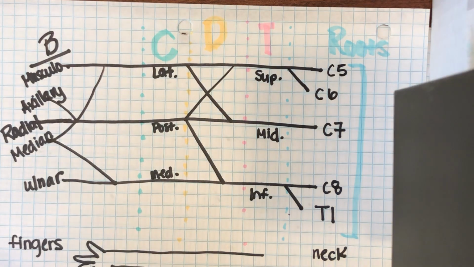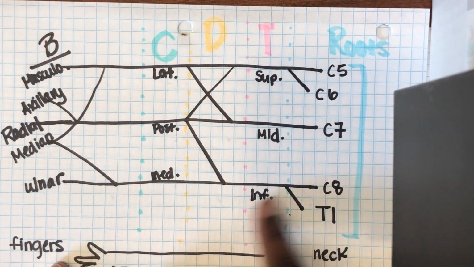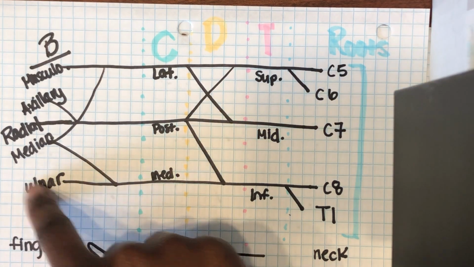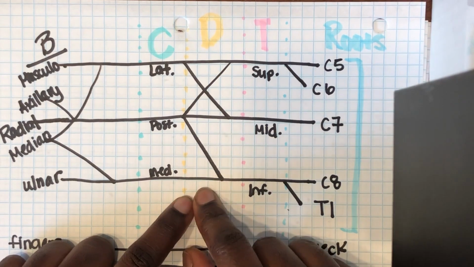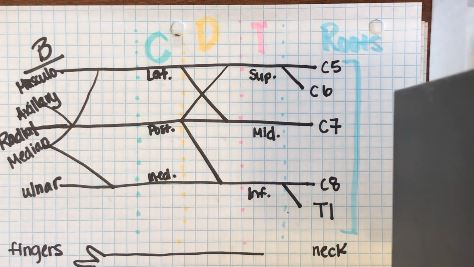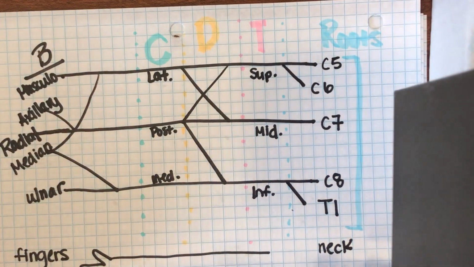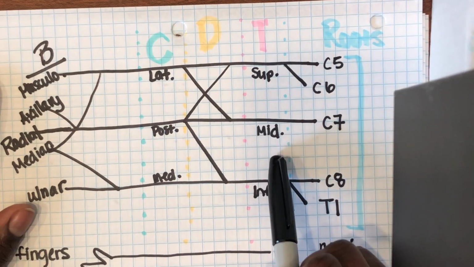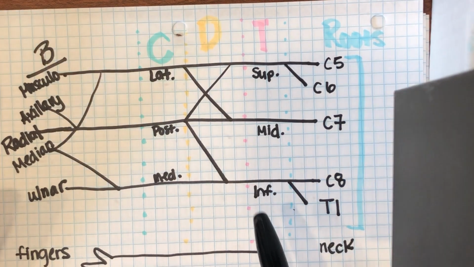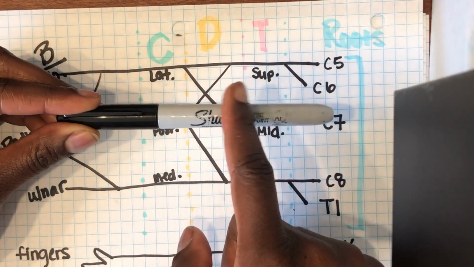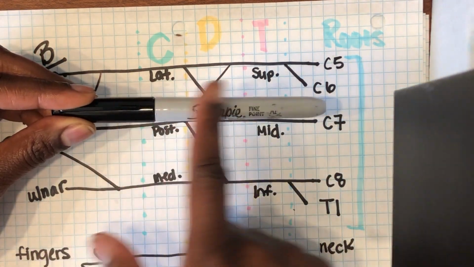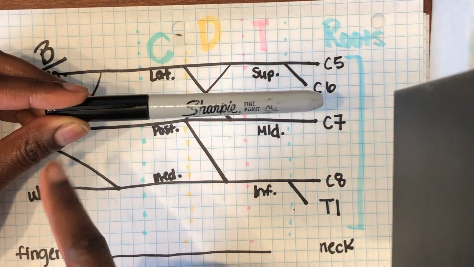Okay, so when we left off, we had named our roots, trunks, divisions, chords, and branches, okay? But now we need to understand the divisions and how they break up and the naming convention for the divisions. So, remember when I said that the parts of the brachial plexus get their names by their relation to this invisible axillary artery that's running all the way through, all right?